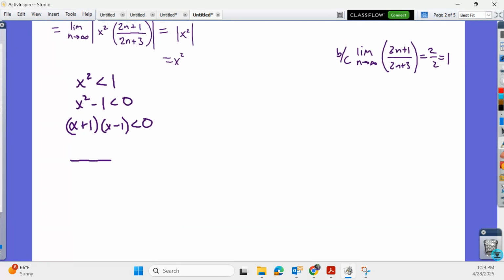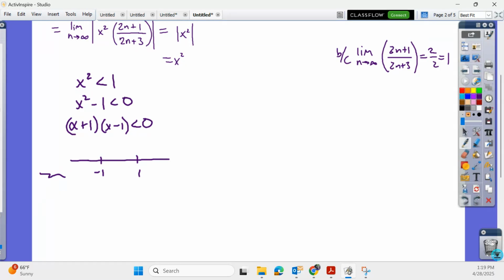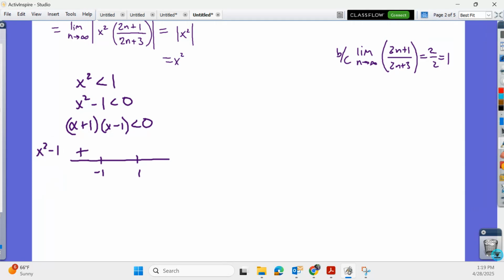1 and negative 1 are your key numbers. And you can even list the factors, x plus 1, x minus 1, and do the rows for those. However you like to do it. That's pre-calc stuff, so I'll let you figure that out. But the whole thing, x squared minus 1, is going to be positive on the outsides of those zeros and negative on the inside. It's negative between negative 1 and 1.